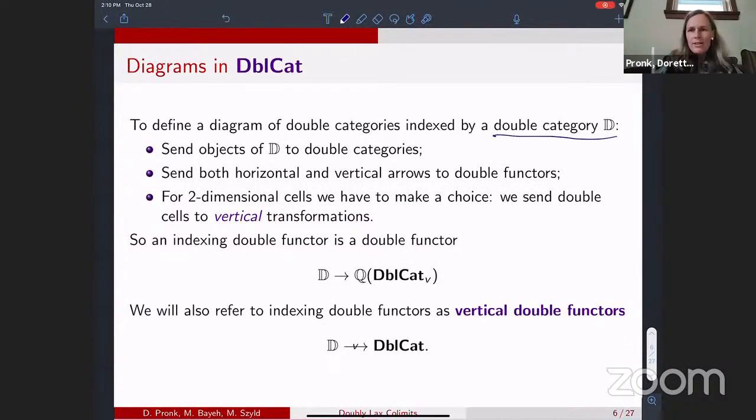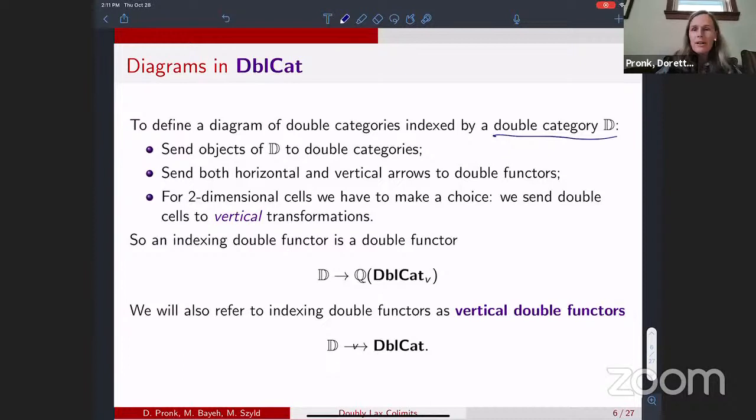And so let's just see. Low dimensional, objects of D have to go to double categories. Horizontal and vertical arrows will both have to be mapped to double functors because there's only one type of arrow in double cat. However, now we get to the two-dimensional level and we have a choice, because D is down to having just the double cells, one flavor, but double cat just got its two flavors, the horizontal and the vertical transformations. For today, we choose the vertical ones. Just have to make a choice.